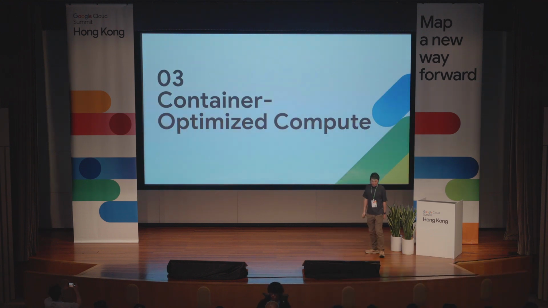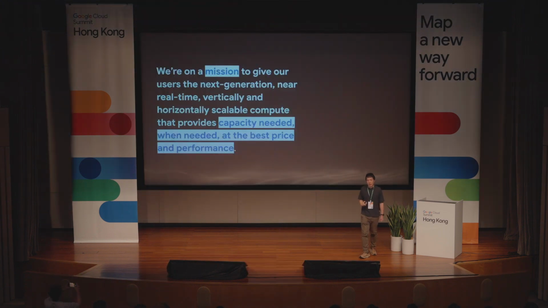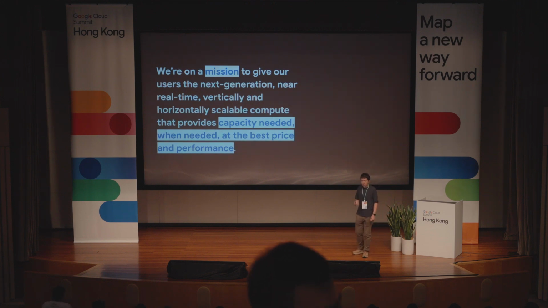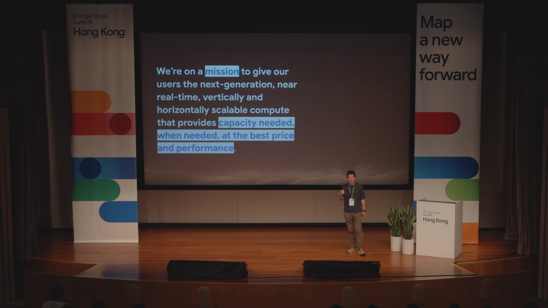Okay, the next feature is COC, content optimized compute. This is a new thing that we are introducing this year, and it's a multi-year investment we're making on the product. The mission here is to give you near real-time, vertically and horizontally scalable compute that provides the capacity you need, when you need it, and where you need it, at the best price and performance. There are several advancements I want to cover here that are done across the entire GKE stack.